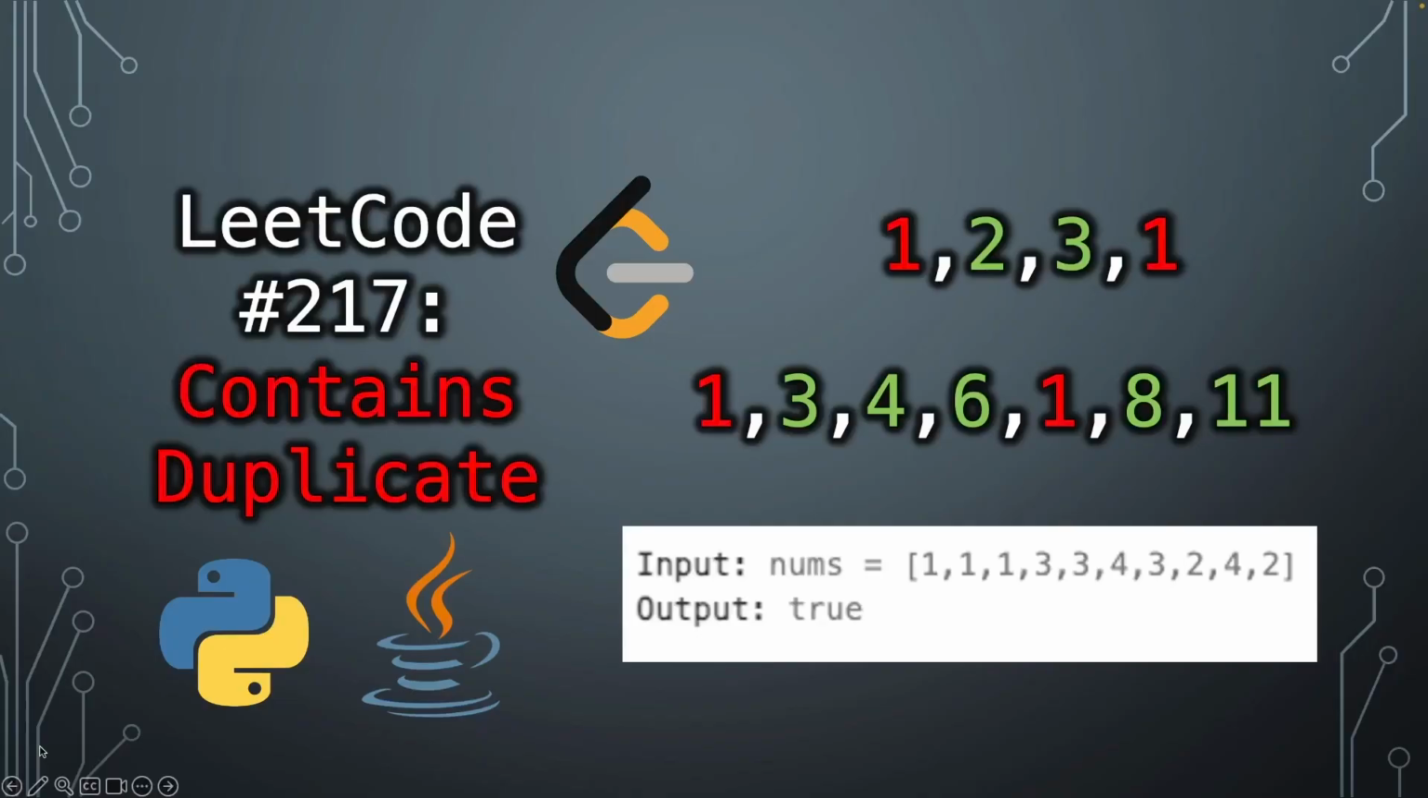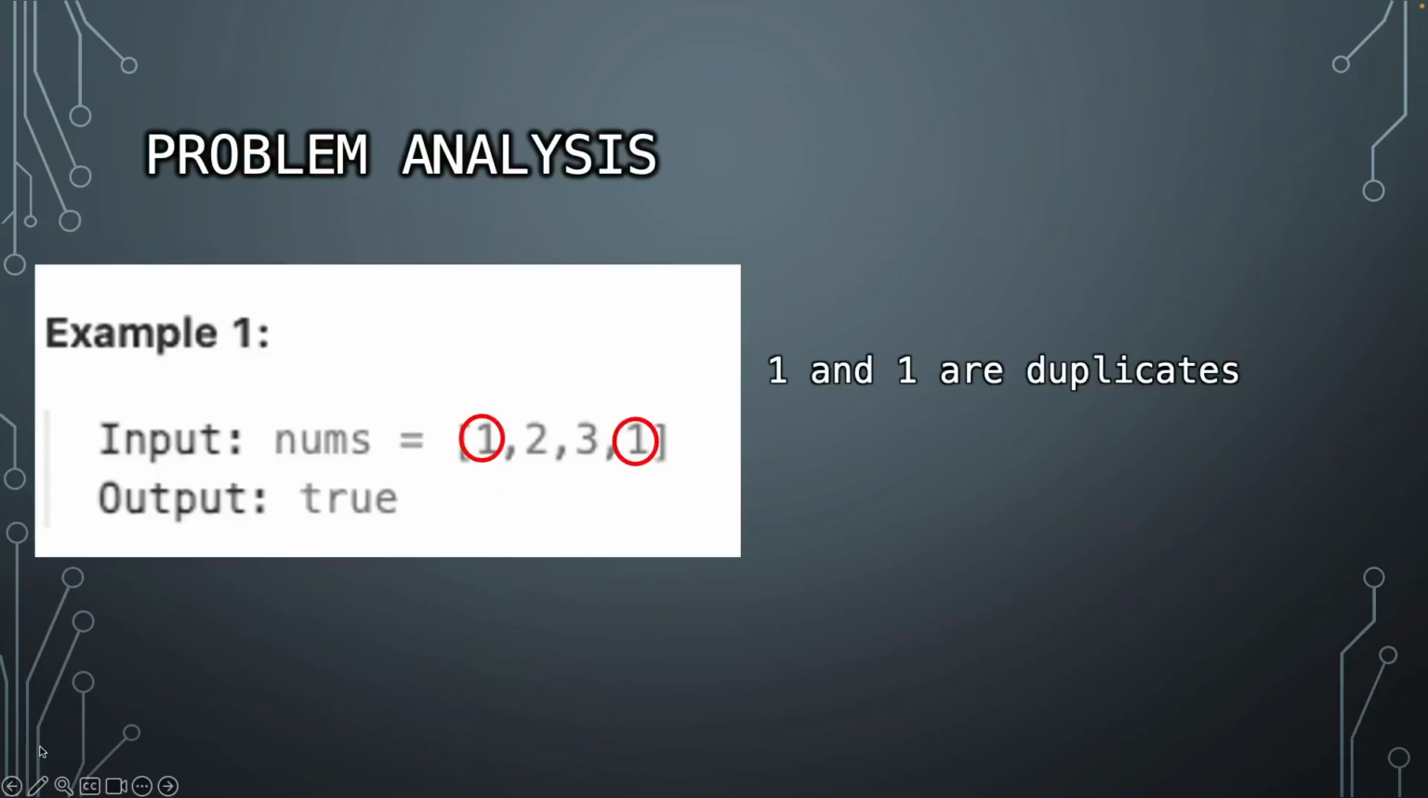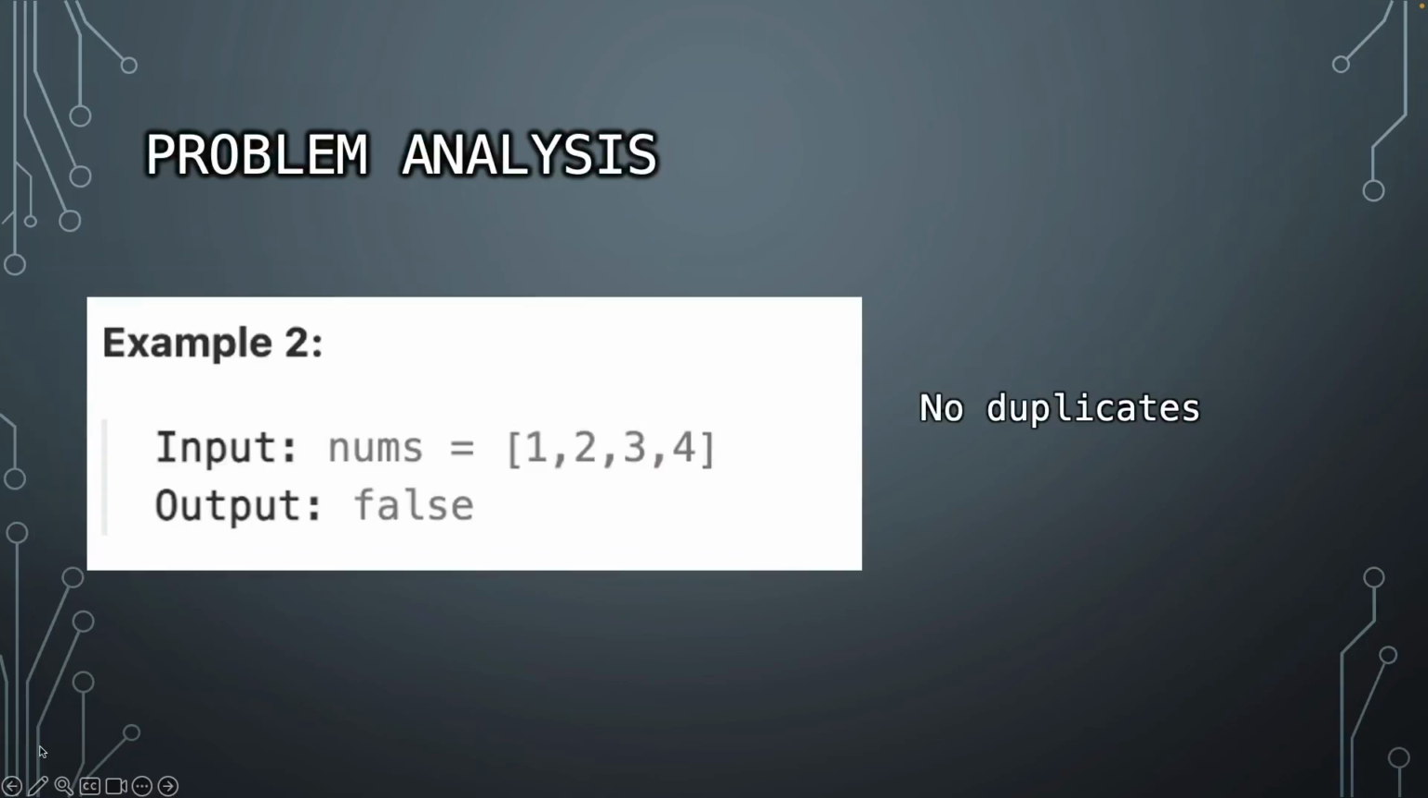In this video, I will explain the solution to Leetcode problem 217, Contains Duplicate. Given an integer array, return true if any value appears at least twice in the array. So we are given an array of integers, and we must simply check if there are duplicates. This input array has duplicates, 1 and 1, so true is returned. This array does not have any duplicates, so false is returned.